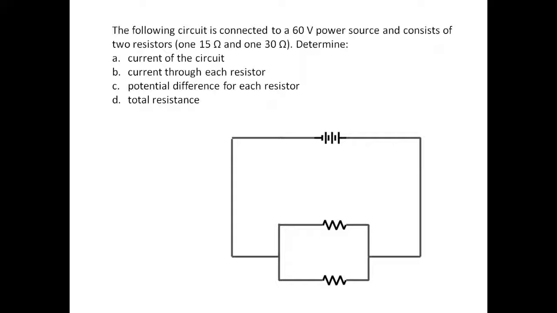So again, let's take a look at an example. In this example, we have two resistors that are in parallel to each other. One is a 15 ohm resistor, one is a 30 ohm resistor. They're connected to a 60 volt power source, and we want to determine the values for each of them.